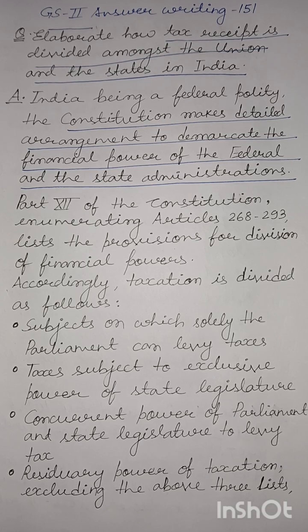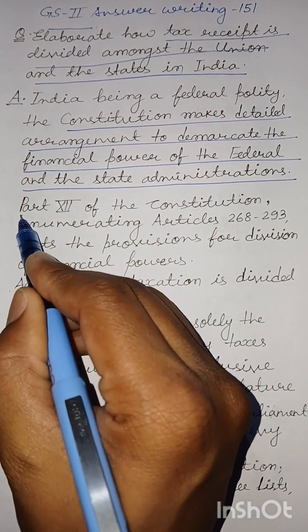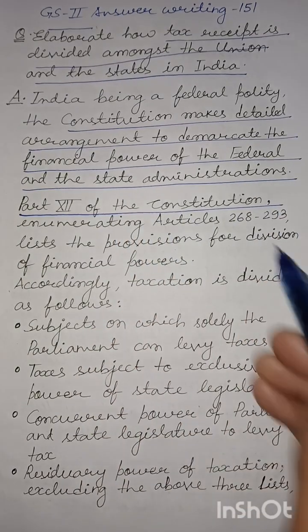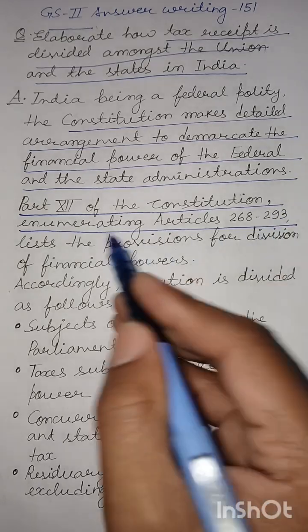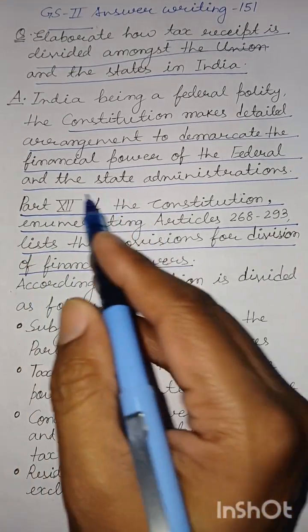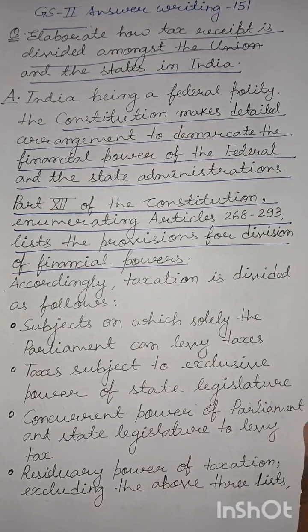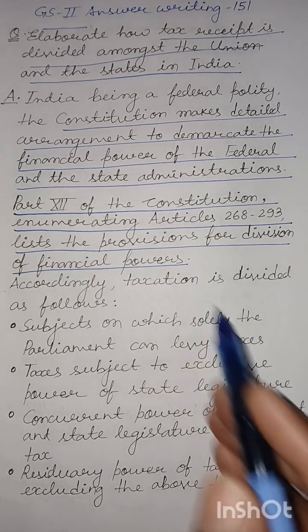This is reflected in the case of taxation as well, where the constitution demarcates the taxation power of the center and the states differently. Part 12 of the constitution, please highlight this point, that is part 12 of the constitution enumerating articles 268 to 293 lists the provisions for division of financial powers. So this is a very important part of the constitution, part 12, and it enumerates articles 268 to 293.